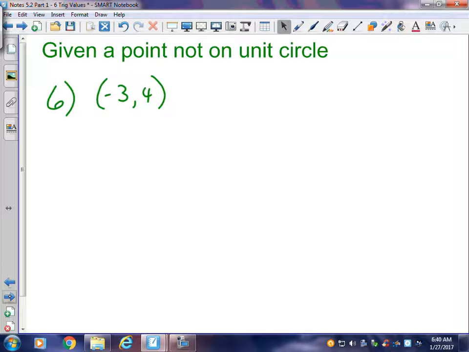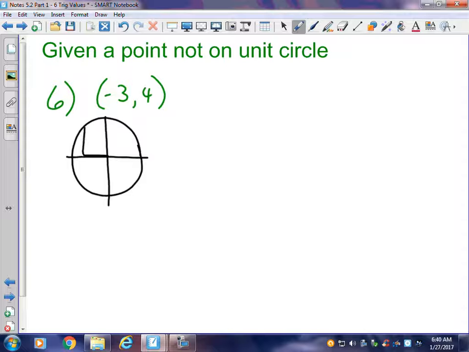It says it's not on the unit circle, so let me explain that to you. If I draw the unit circle, this quadrant point is over to the left and up, so it makes it quadrant 2. So if I go over 3 and up 4, make my triangle. A lot of students think you just need to put a 1 under each of those. Well, let's talk about that. X equals -3, Y equals 4.